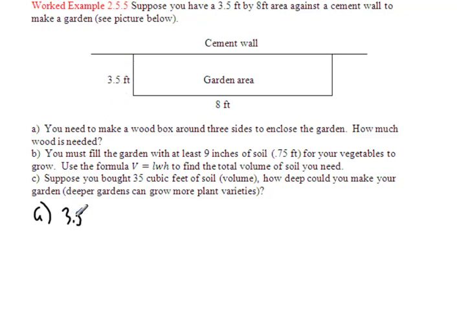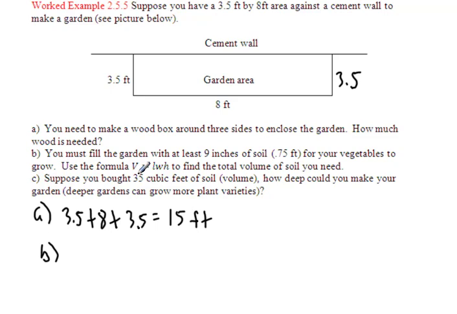3.5 plus 8 plus, let's not forget our 3.5 on the other side, which gives us on our calculator 15 feet. Again, we're not including this side with a cement wall. Now that we know how much wood is needed, let's move on to part B.